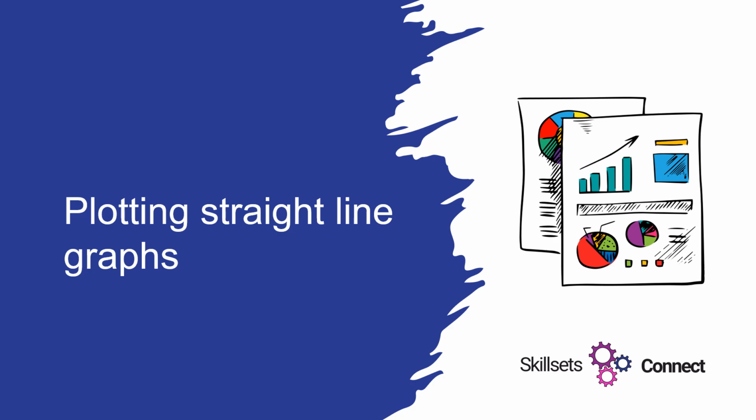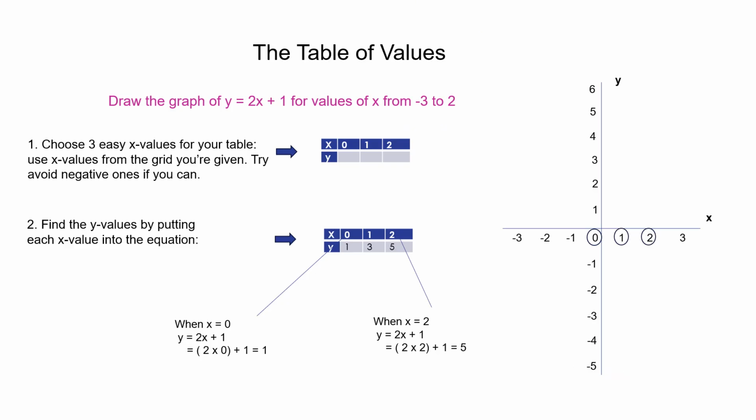Plotting straight line graphs. Plotting straight line graphs is an important skill in maths that helps you to see how two variables are connected on a graph. A straight line graph is usually represented by an equation, like y equals mx plus c, where m is the slope of the line and c is the y-intercept.